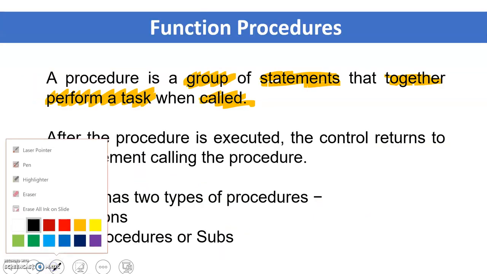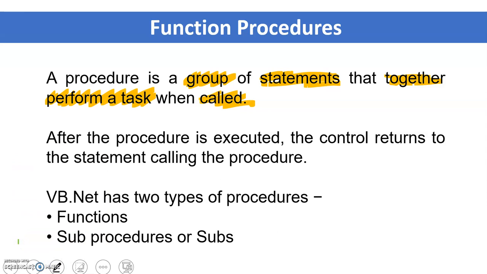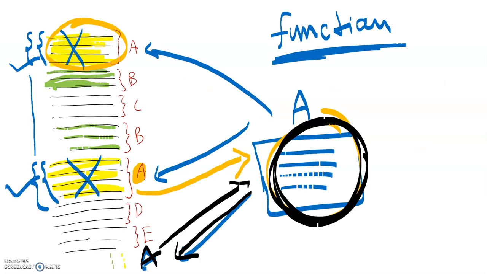After the procedure is executed, the control returns to the statement that called the procedure. So once we call it, it will come back here and start performing the next job, this way.